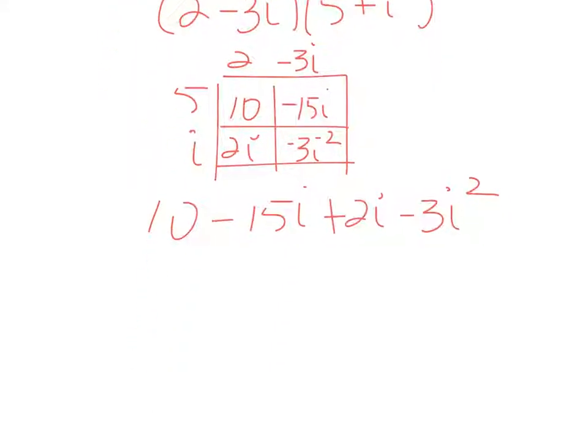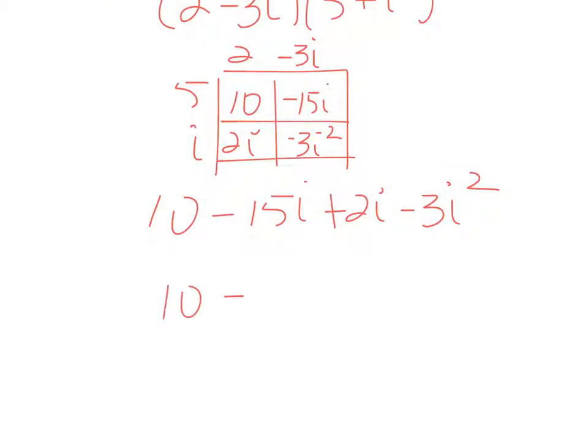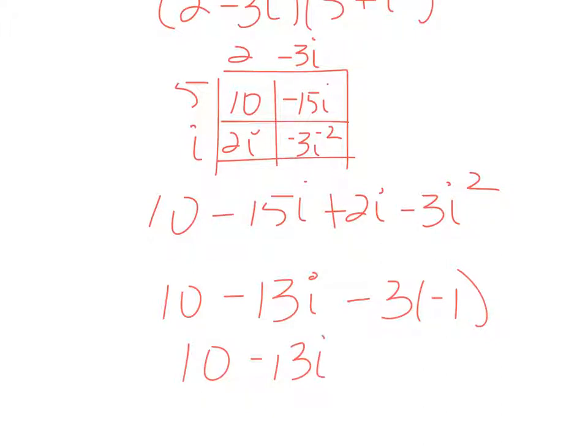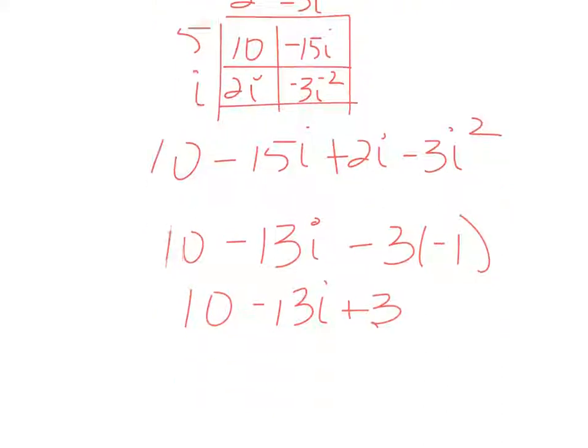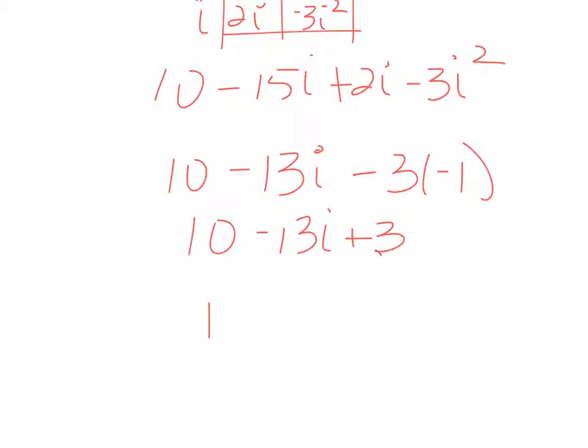All right, so now I'm going to have 10 minus 13i plus 3, negative 1. Oh, yeah, minus 3, negative 1. Hold on. That's a minus sign. Okay, so now I'm going to do that negative and negative, which makes a positive 3. And then I'll add my like terms, which are the 10 and the 3. And I'll get 13 minus 13i as my answer.